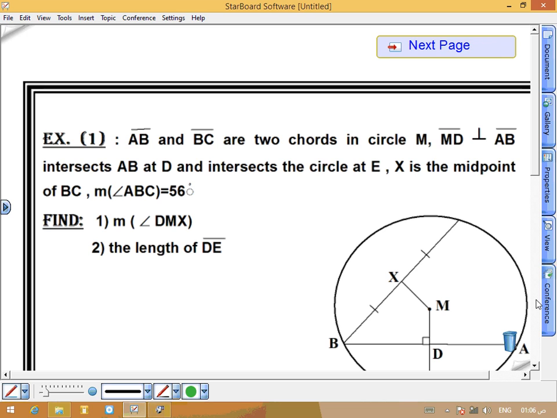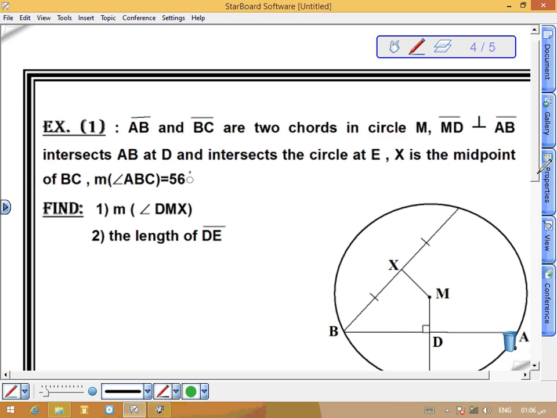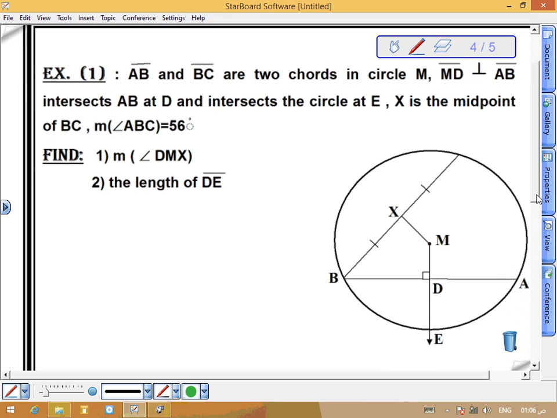We have in the first example here AB and BC are two chords in the circle M, as shown in the circle. MD is perpendicular to AB and intersects AB at the point D. MD is perpendicular to the chord AB, and D is the intersecting point.